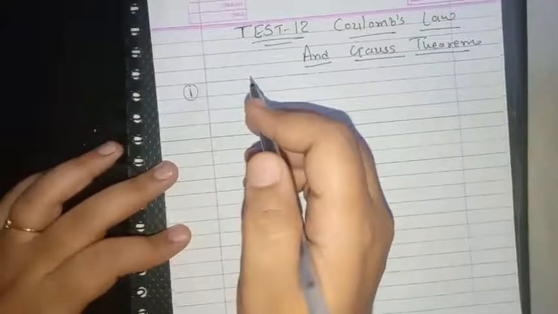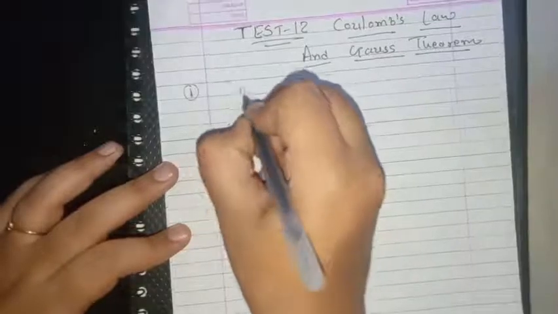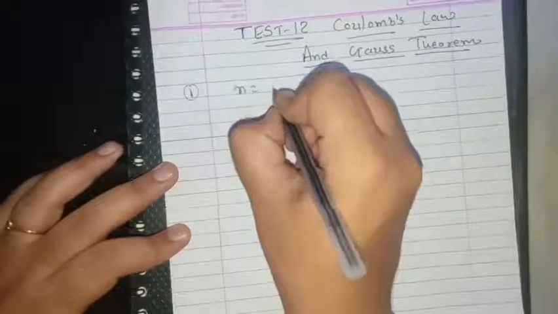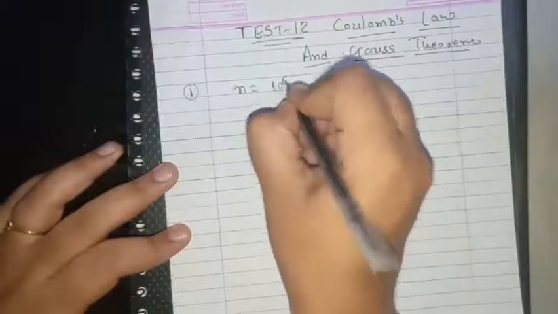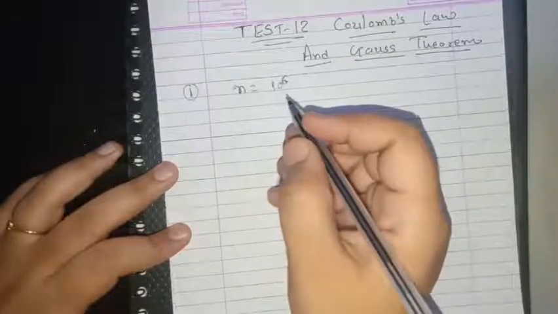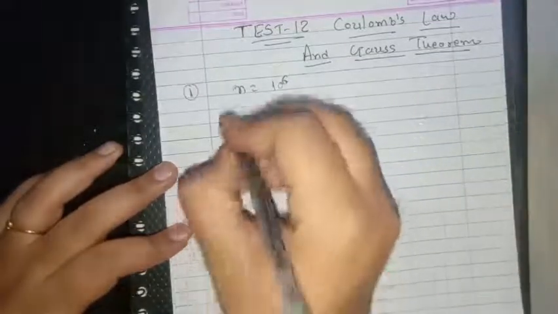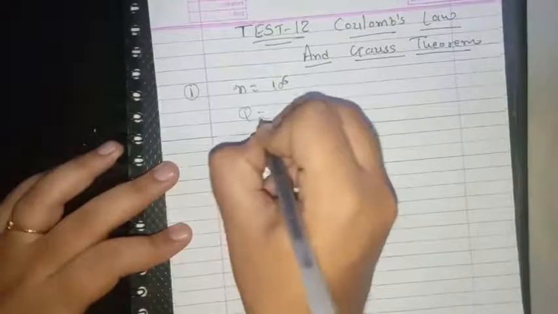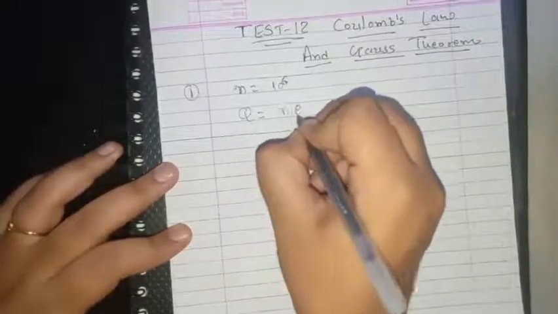In the first question, it is given that 1 million electrons are added to a glass rod. So N is 1 million, that is 10 power 6. We want to find the total charge on the rod. The total charge can be given by Q is equal to Ne.